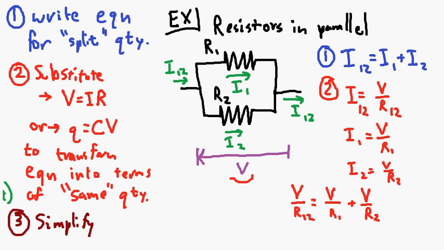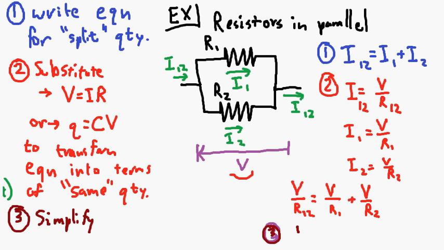And then the final step, step 3, is simplify. I did it in purple, it's in brown, whatever. Okay, fine, brown. Step 3, draw it over. Pretend I never did the purple. Let me grab a teensy bit more space here. What you get, you cancel out the V's, you get 1 over R12 equals 1 over R1 plus 1 over R2.